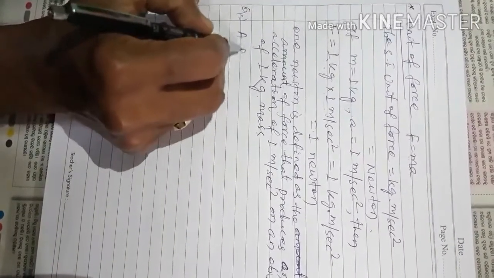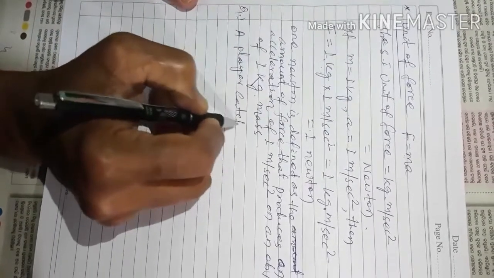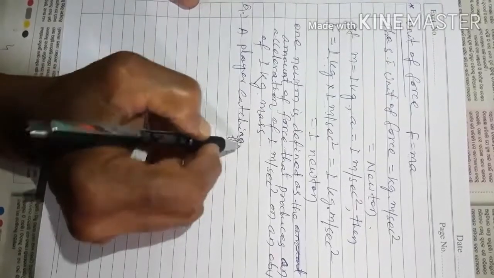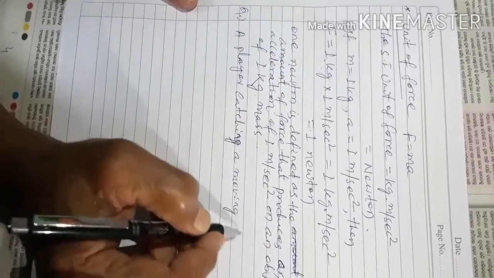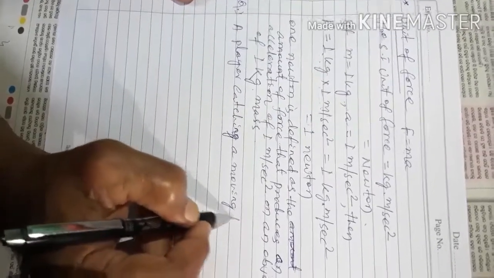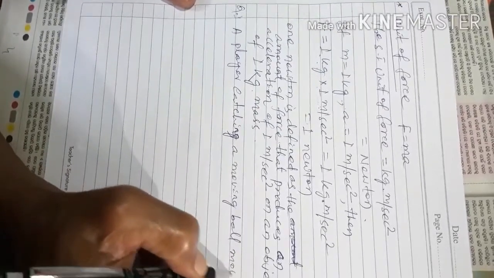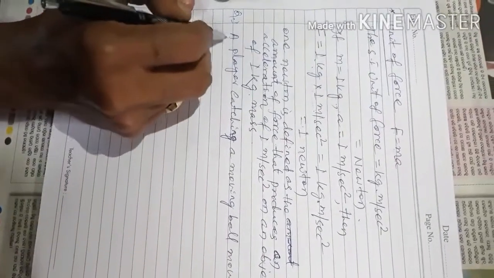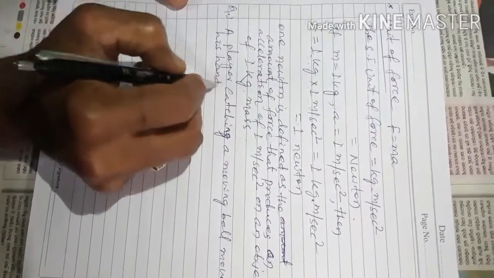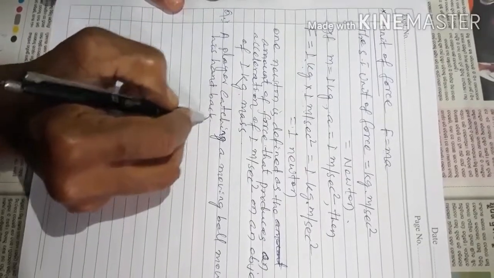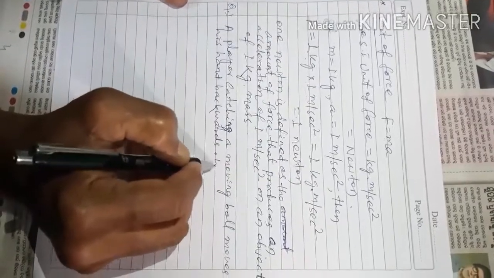A player catching a moving ball moves his hand backwards. Why?